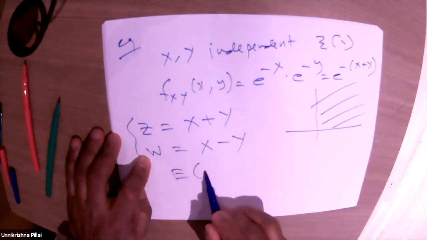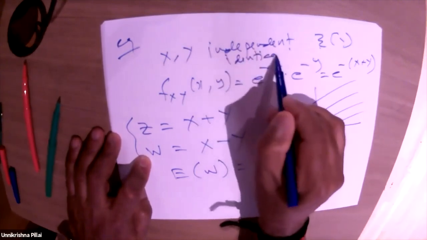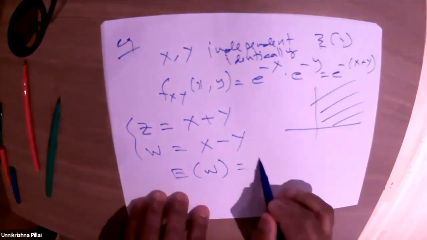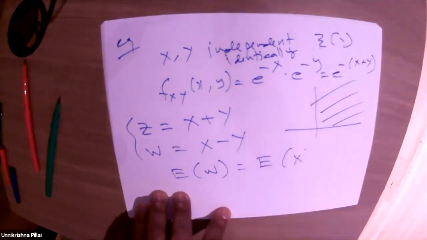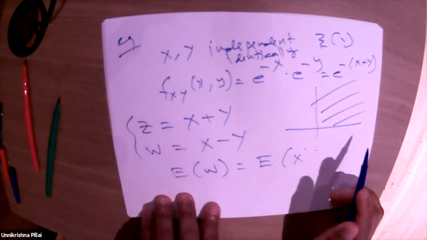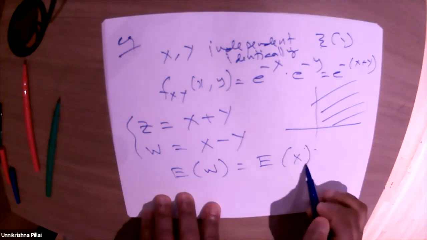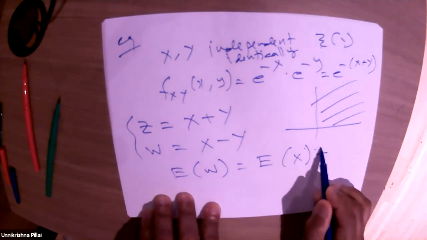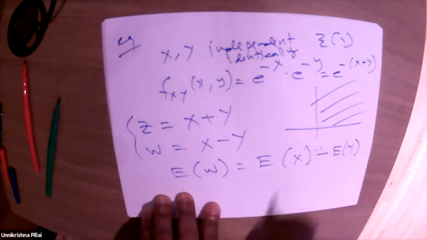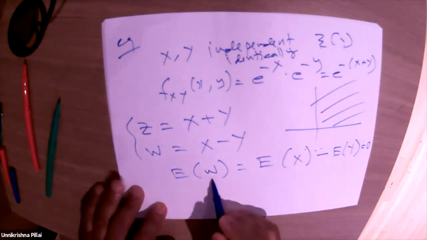Anybody, what is the mean of W? Remember, X and Y are independent, identically exponentially distributed random variables. So what is the mean of W? Anyone? Without computing, you should be able to tell me. W is X minus Y. X and Y are identical. So what's the mean of W? E[X] minus E[Y]. What will be that value? Zero. Why? Because they're IID variables. They are identical. So whatever is the mean of one is the mean of other. Actually, mean of each is one. So that we know.